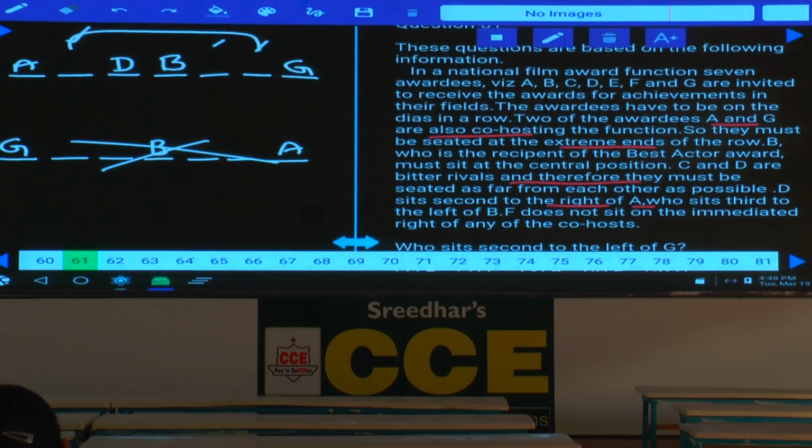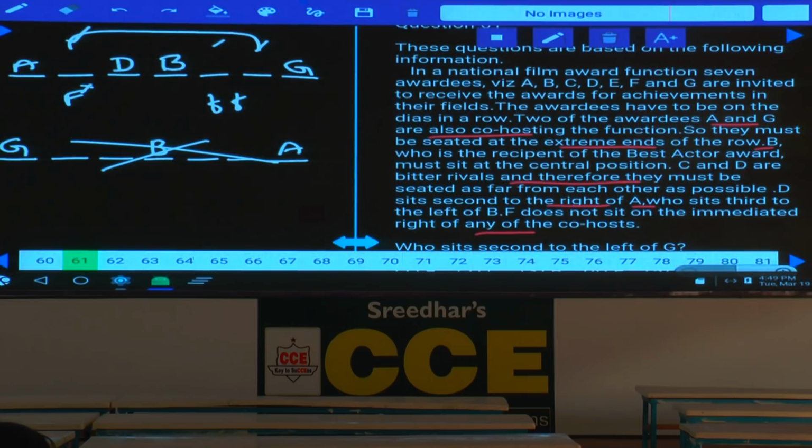Then next one. F does not sit on the immediate right of any of the co-hosts. Hence F is not here. F cannot be at this place. As F cannot be here, hence F can be either at this place or at this place. Isn't it?